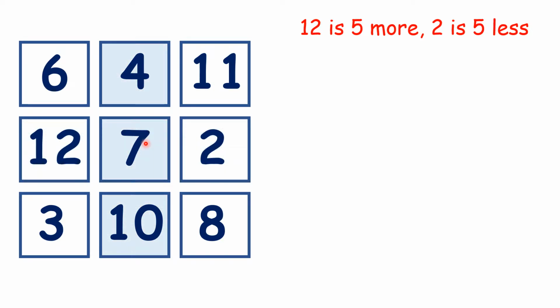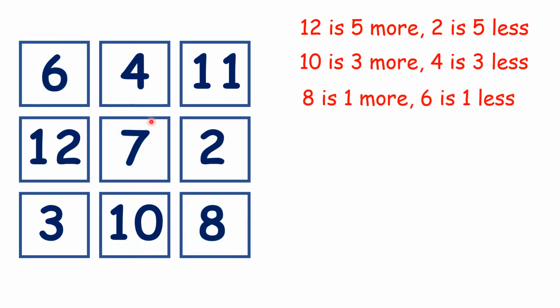Now let's look at this middle column. Again, we have one larger number and one smaller number than the middle number. 10 is 3 more than 7, and 4 is 3 less. Or looking at this diagonal, 8 is 1 more, 6 is 1 less. Or this diagonal, 11 is 4 more, 3 is 4 less. So if you have the middle number and have one square, you can always work out the opposite square.